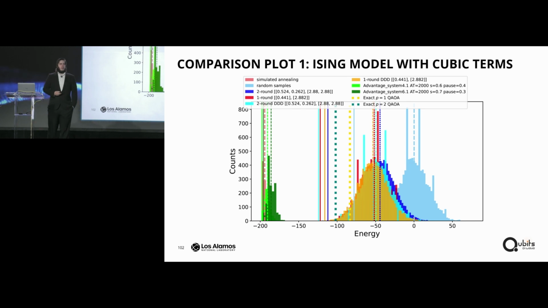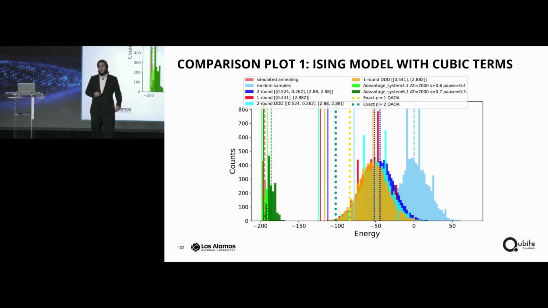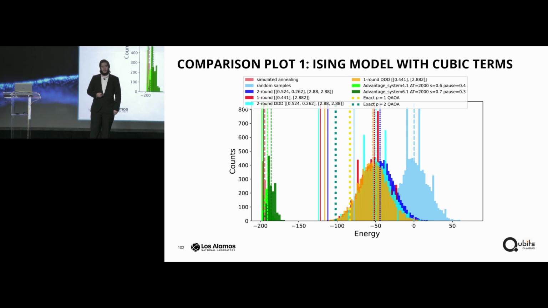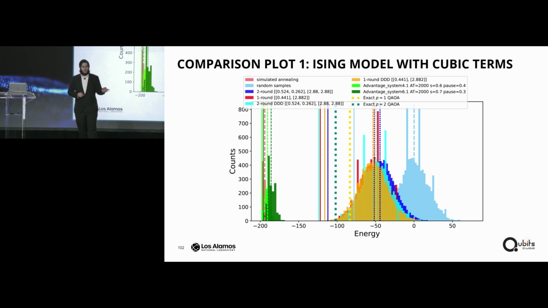Okay, so here's the first result plot. Here what we're looking at are histogram distributions for all of the different solvers that I just mentioned. I apologize for it being a little bit crowded. The main thing to keep in mind is that we're looking for ground state energy. So lower energy is better. Here on the left-hand side, you can see it's about -200. That's the ground state, right? It's the minimum energy that you can possibly sample for this particular problem.